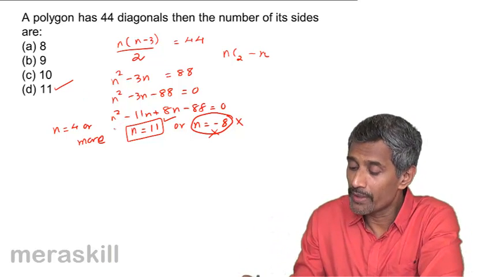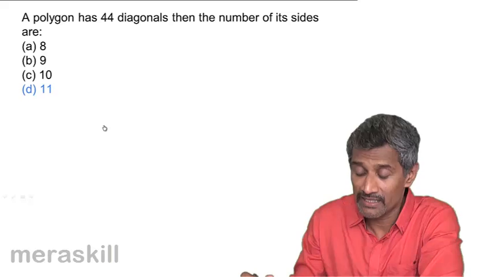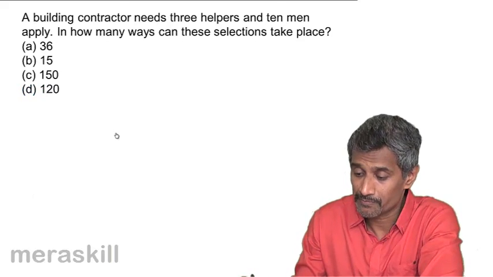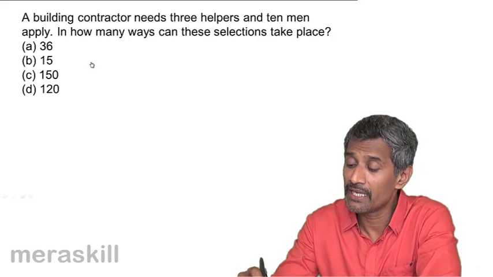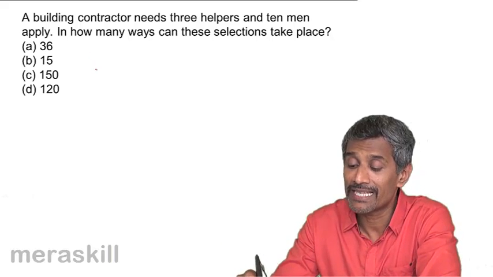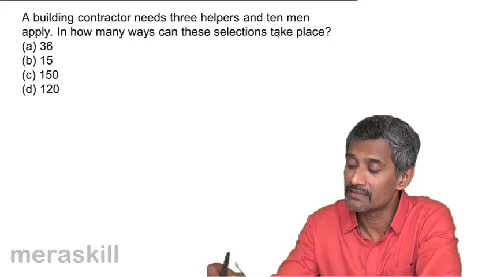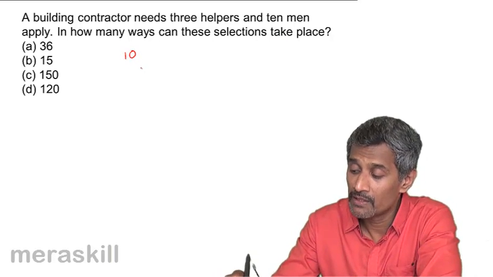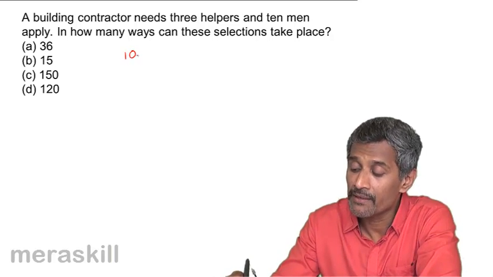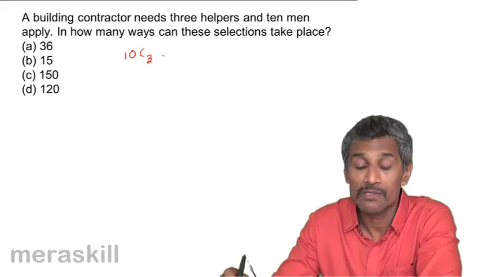Let's see. So we got the number of sides as 11, and yes, we do have it as 11. Okay. Again, a building contractor needs 3 helpers and 10 men applying. How many ways can the selection be made? So out of 10 men, 3 helpers have to be chosen.